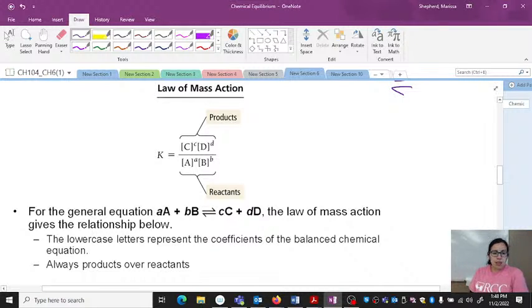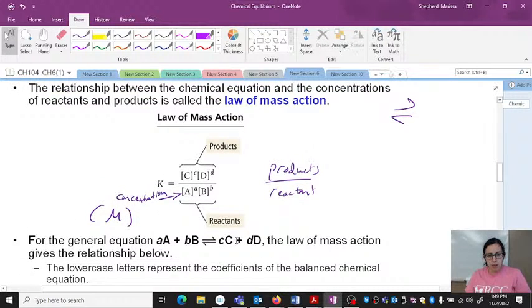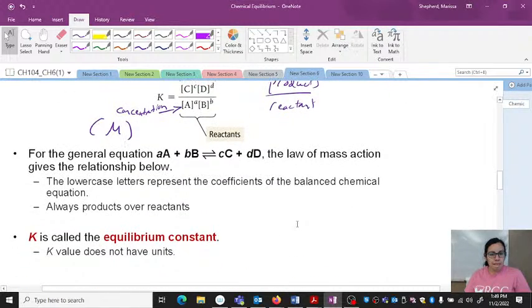So we have some sort of A plus B gives us C and D. In this case, we would take each concentration to the power of its coefficient. Products are always on top, so it's always products over reactants. And then this little bracket indicates concentration, so it would generally be given in molarity. You could also use partial pressures. It's a very similar equation, it's just that partial pressure and molarity are related, but there's also a factor to relate them. And K would not have units, so it's just a constant.